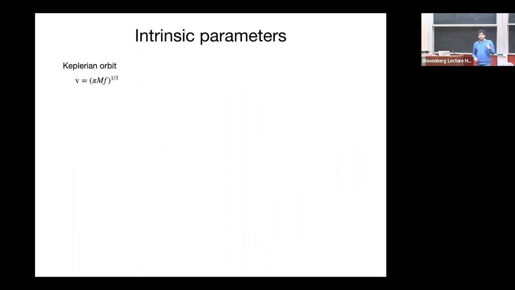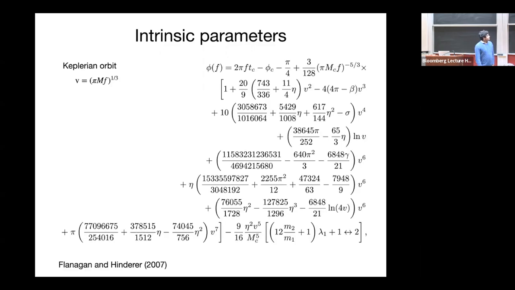So what does phi of f look like? I already gave you the leading order piece of phi of f. And these are for a post-Newtonian kind of orbit, so that is not sufficiently far away from merger. So you can expand it in terms of the Keplerian velocity, v, which is related to the frequency by this power. So you can freely move between the frequency and the velocity. And you have this horrendous expression for the phase as a function of the frequency.